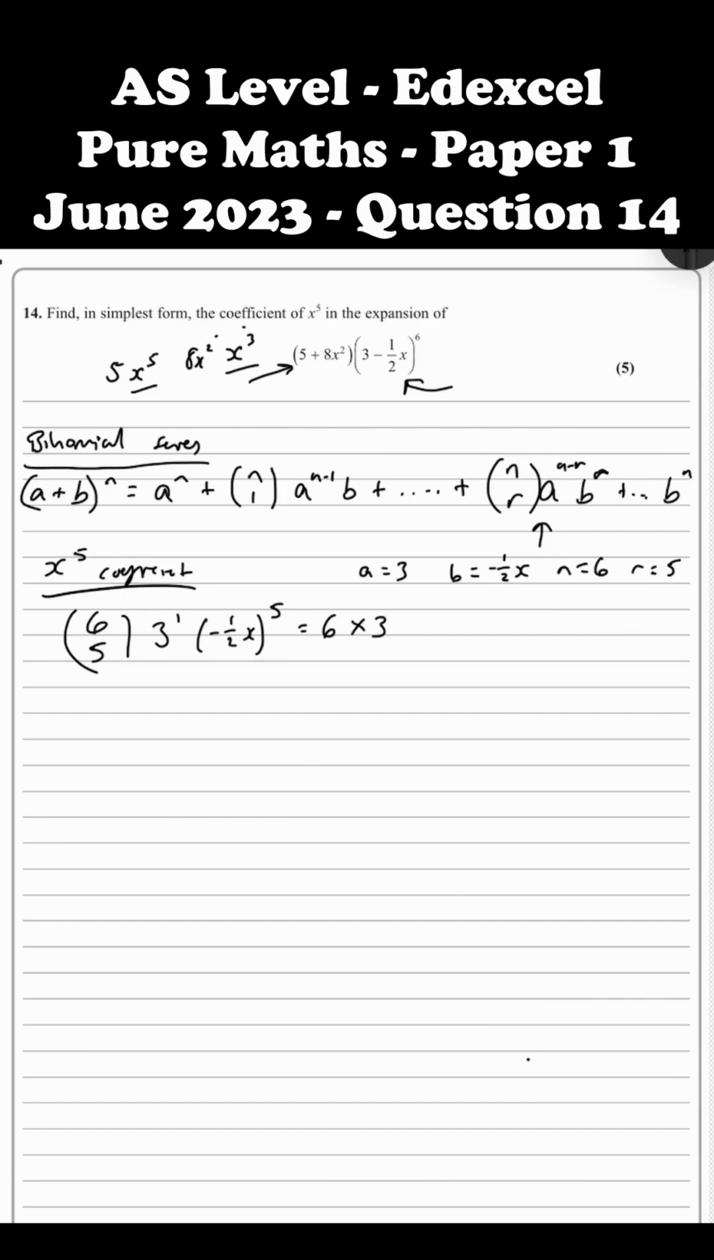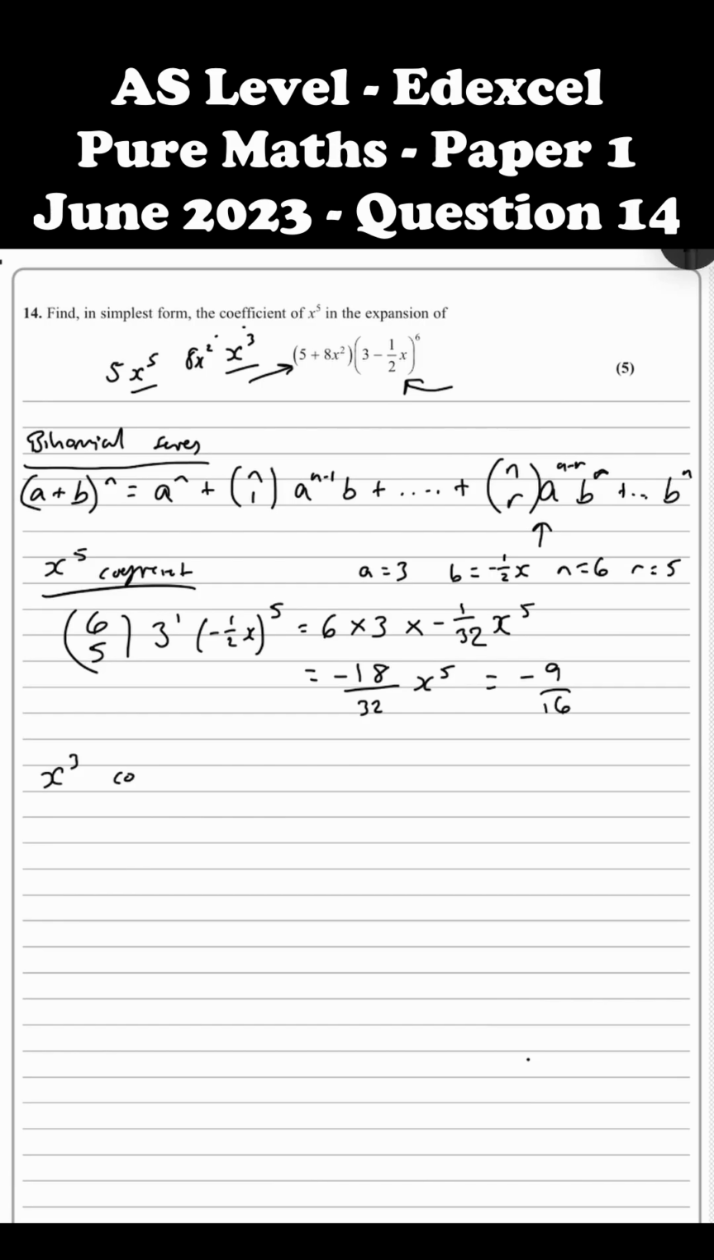So 6 choose 5 is just 6. 3 to the power 1 is just 3. Minus a half to the power 5. Minus a half squared is a quarter. Cubed is an eighth. To the power 4 is 1 over 16. So 2 to the power 5 is 32, so we're going to have minus 1 over 32 x to the 5. Simplified down, 18 out of 32, x to the 5, or minus 9 over 16 x to the 5. We'll hold that there for a minute.